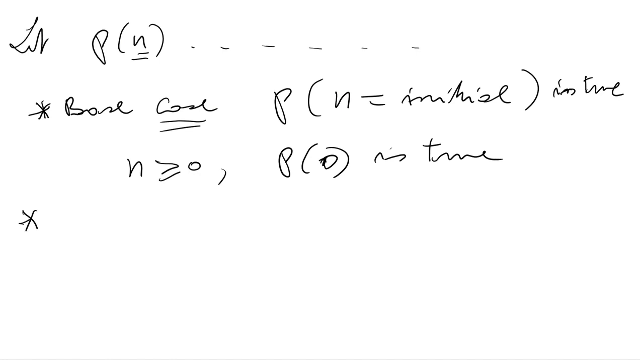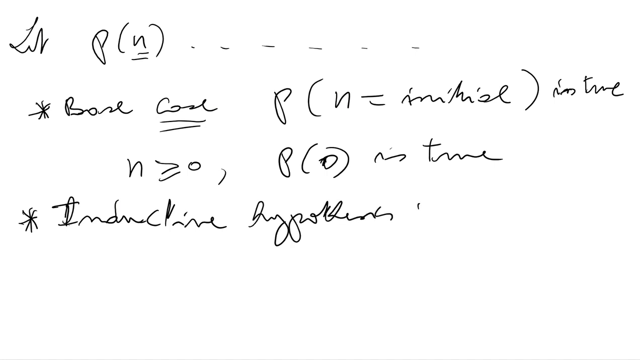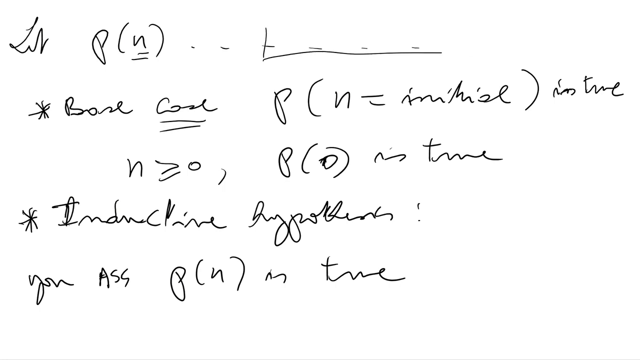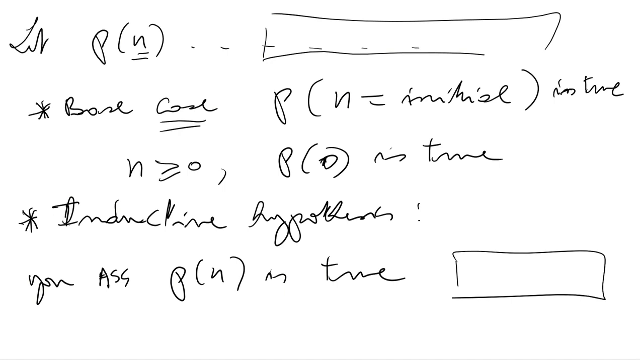Now, the second step is what we call the inductive hypothesis. For this, what we basically do is assume that P of n is true. That's it. You assume that whatever expression is given here is true. So you assume that P of n is true.